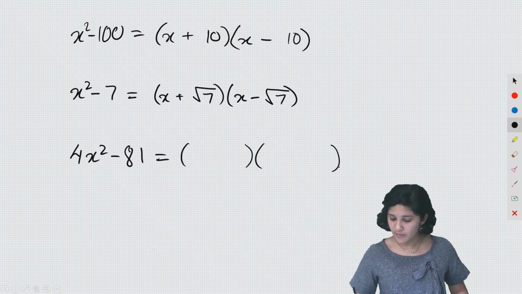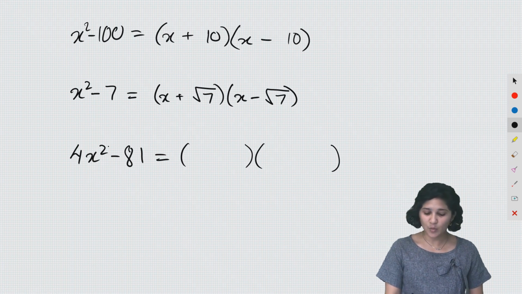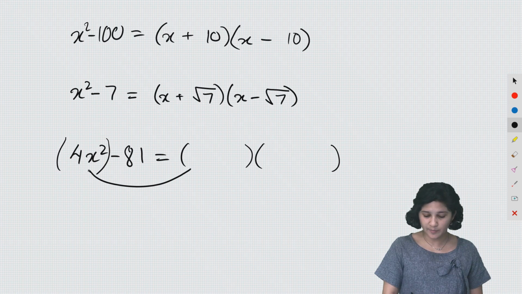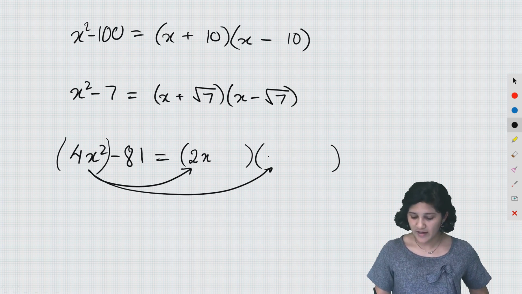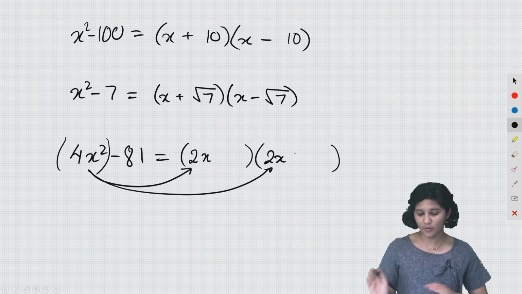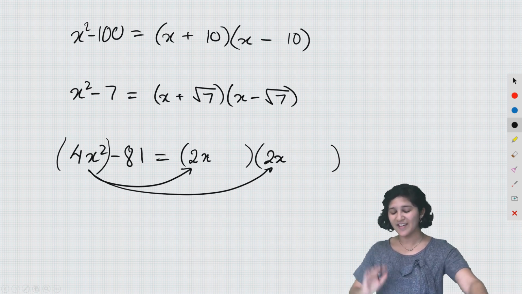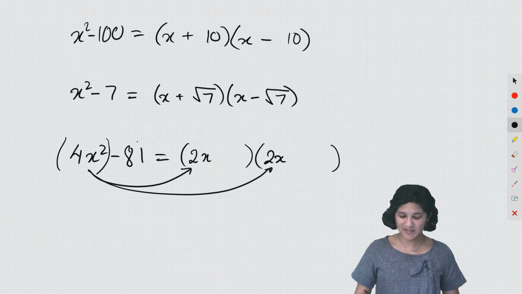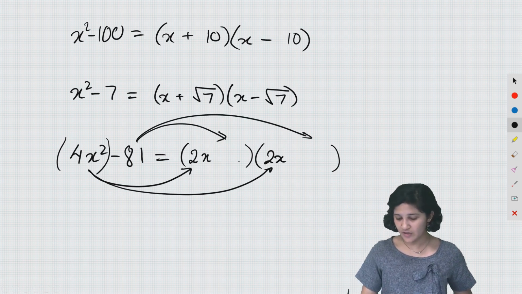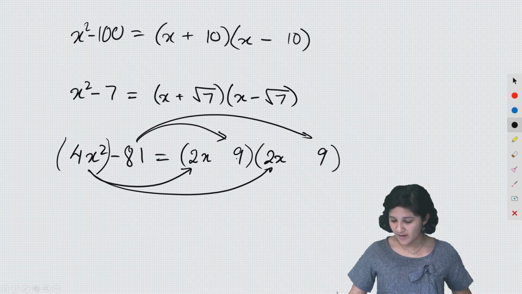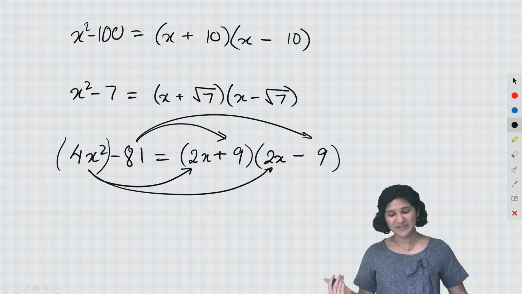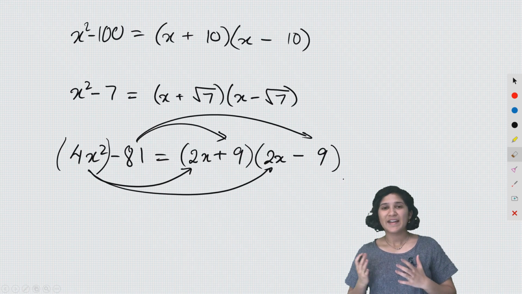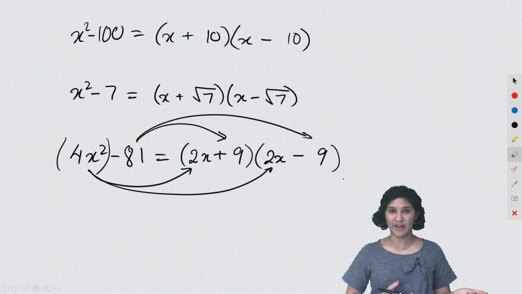So this one, again, we've got our two brackets, and we have to take the square root of this entire term into these two positions. So the square root of 4x squared is the square root of the number and x. So 2x, squared, is 4x squared. And then the square root of 81 goes into these two positions. So we've got 9 and 9. And then we just put the plus in one of them and a minus in one of them. And we're done.